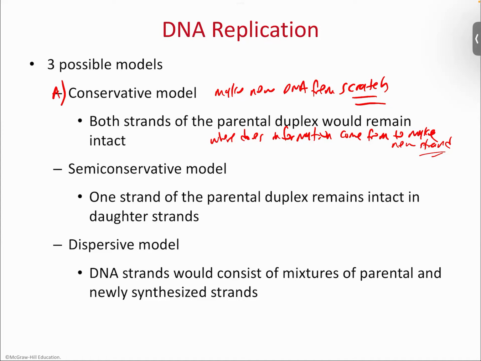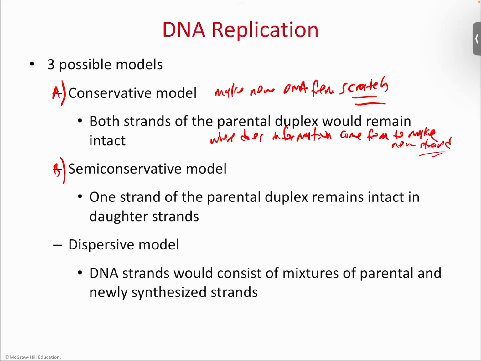How many times do we go through replication? Well, how many times have your cells divided since you were a single cell? A lot. So you're asking evolution to recapitulate itself every single round of mitosis. Is that going to happen? Of course not, right?